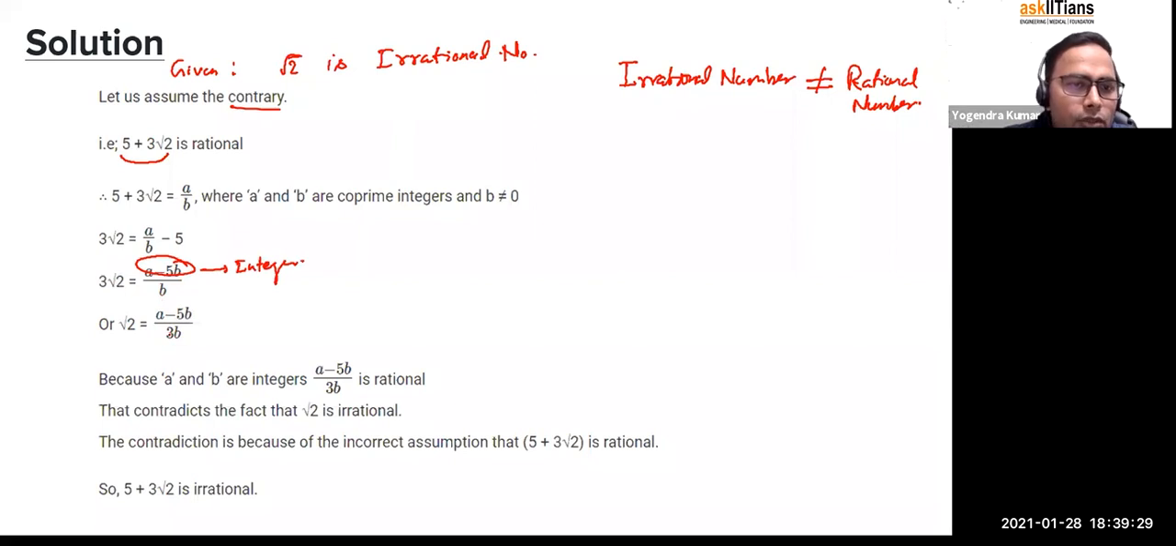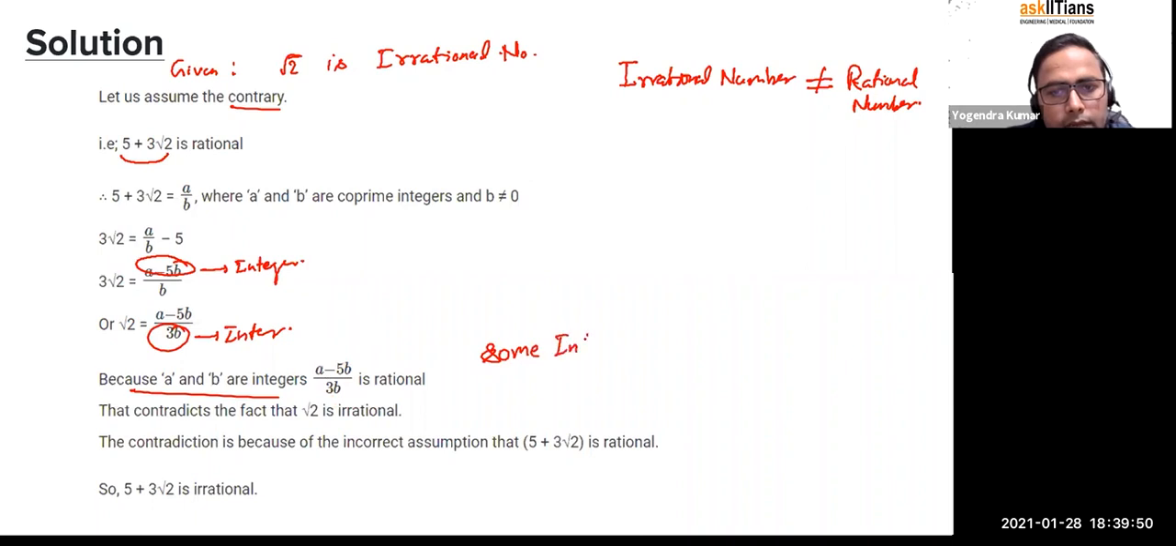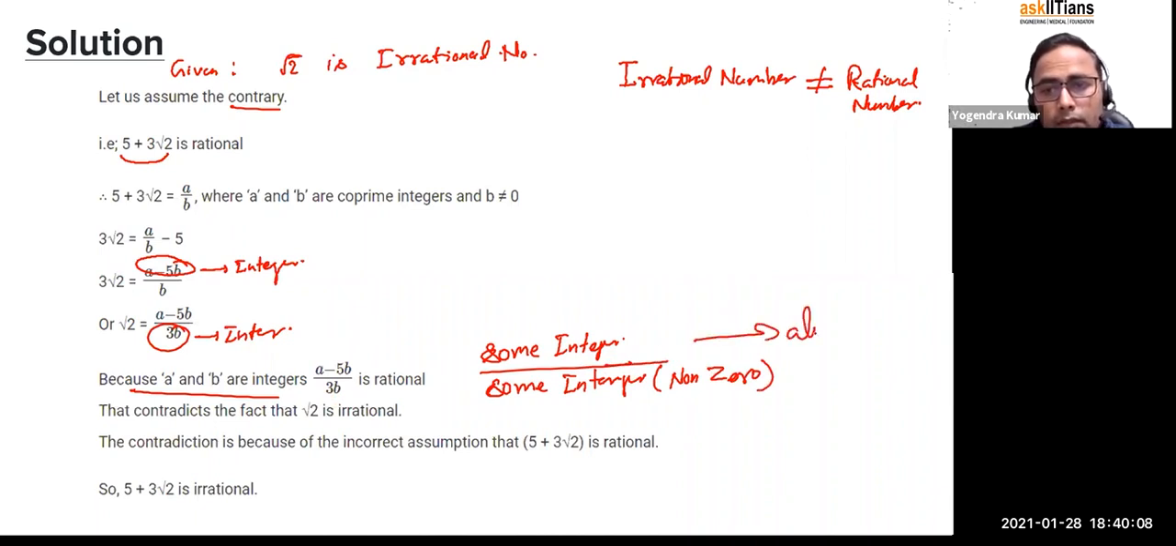And down here, this 3 also we can bring here. This is an integer, the numerator is an integer. So the right side clearly we can say is an integer divided by an integer, a non-zero integer. Some integer divided by some other integer, obviously non-zero, is always a rational number.